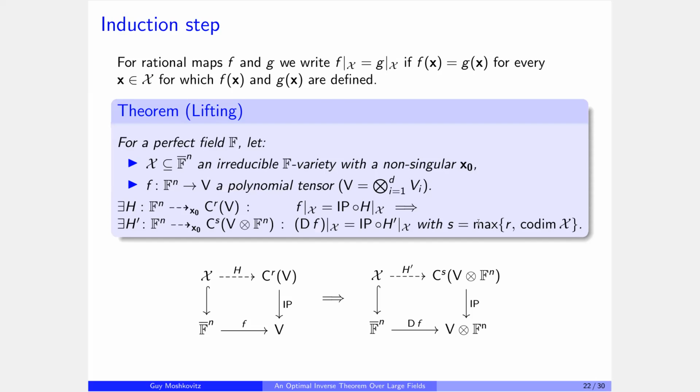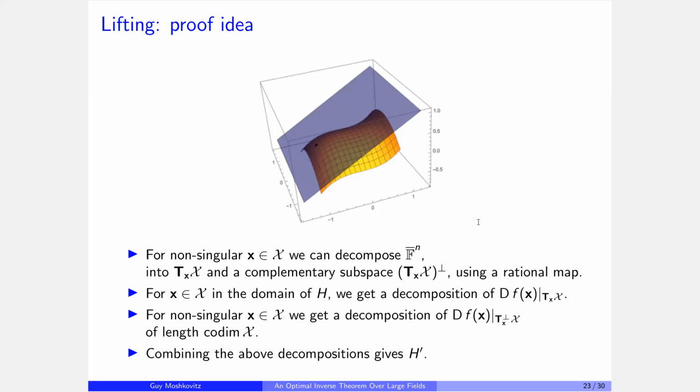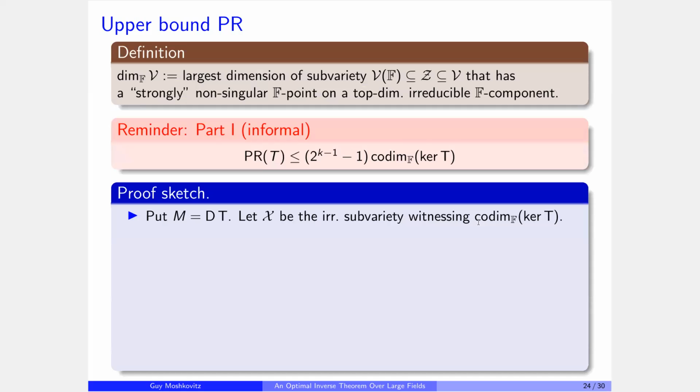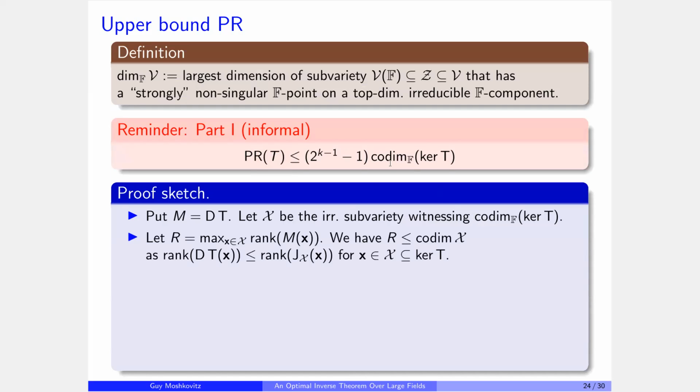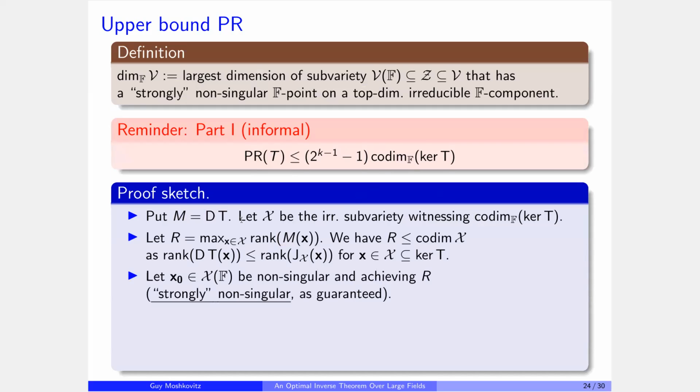Okay. So maybe I'll just quickly mention that using the Lifting Theorem, we basically finish the proof. So what we need to do is to look at a particular, or any point that is non-singular, but also achieves the maximal rank that DT ever achieves on that variety. That would make the basis of the induction of the first step for the lifting process work.